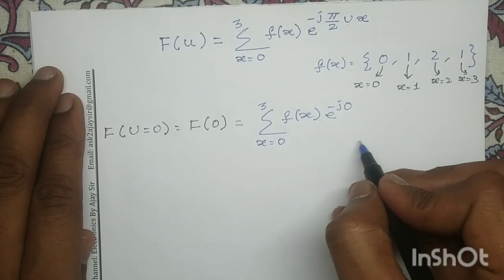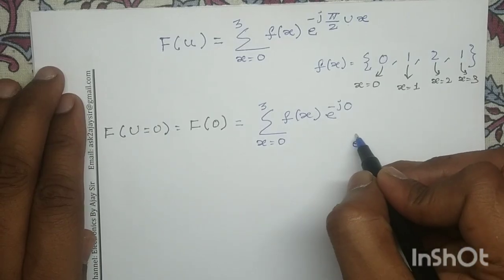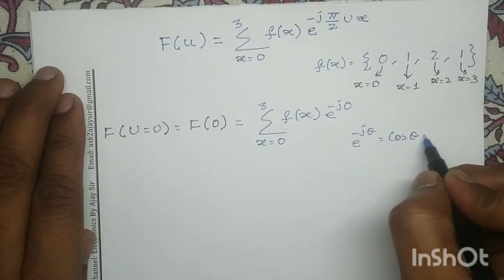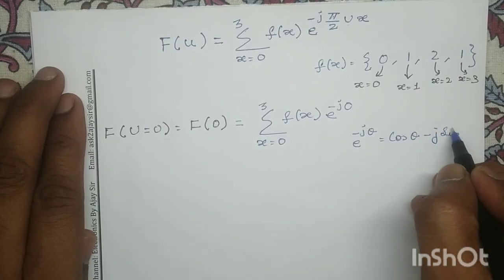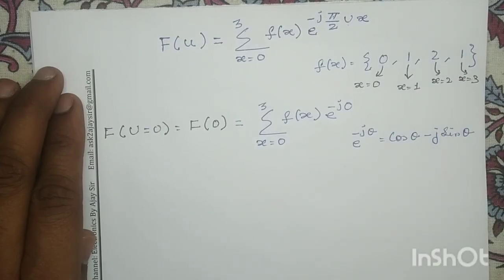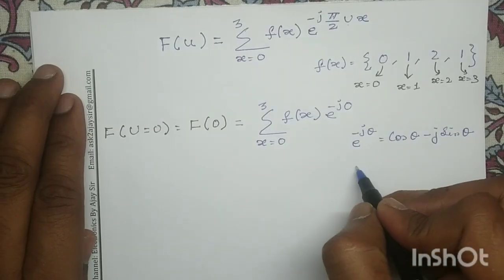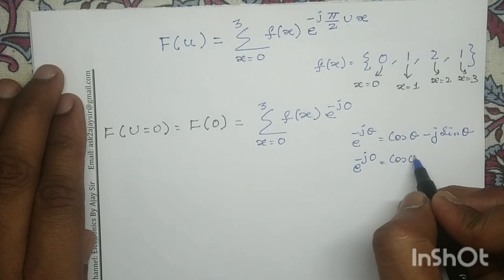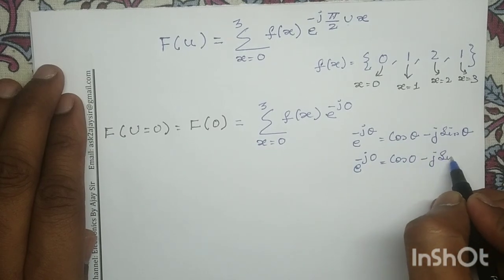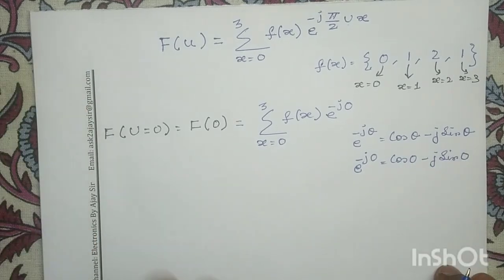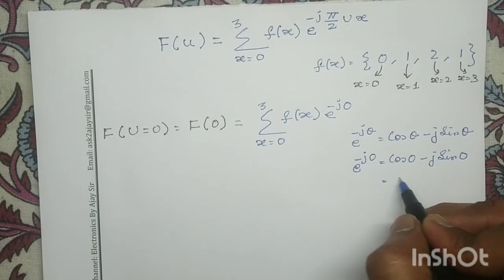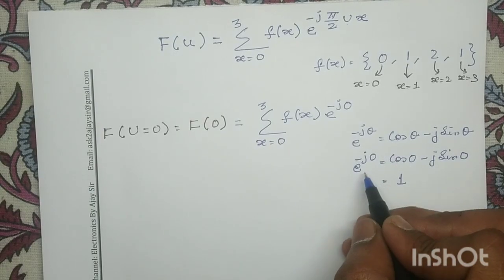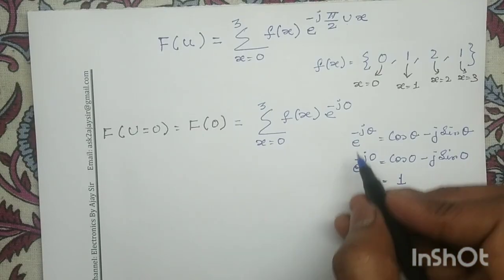From Euler's equation, we know that e to the power minus j theta equals cos theta minus j sin theta. In place of theta, we will substitute 0. So it is e to the power minus j 0, which is cos 0 minus j sin 0. From trigonometry, we know cos 0 equals 1, whereas sin 0 equals 0. So e to the power minus j 0 that we have obtained is equal to 1.